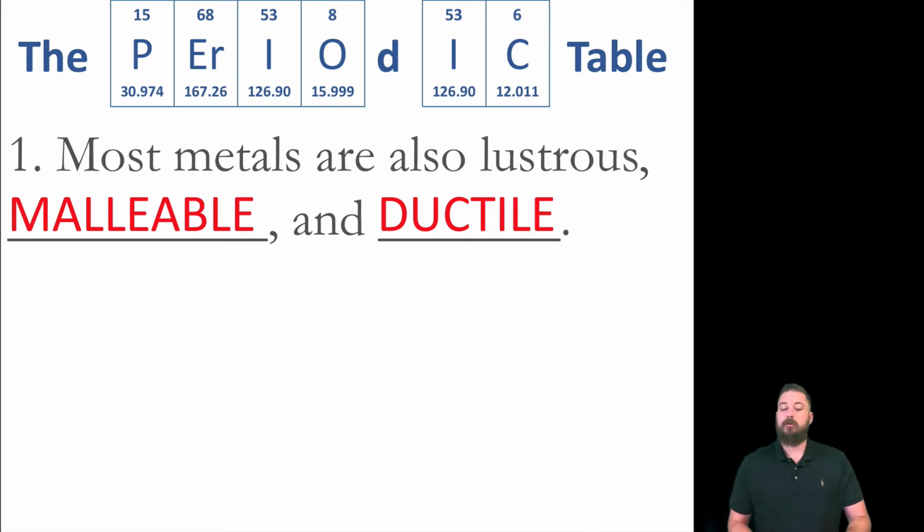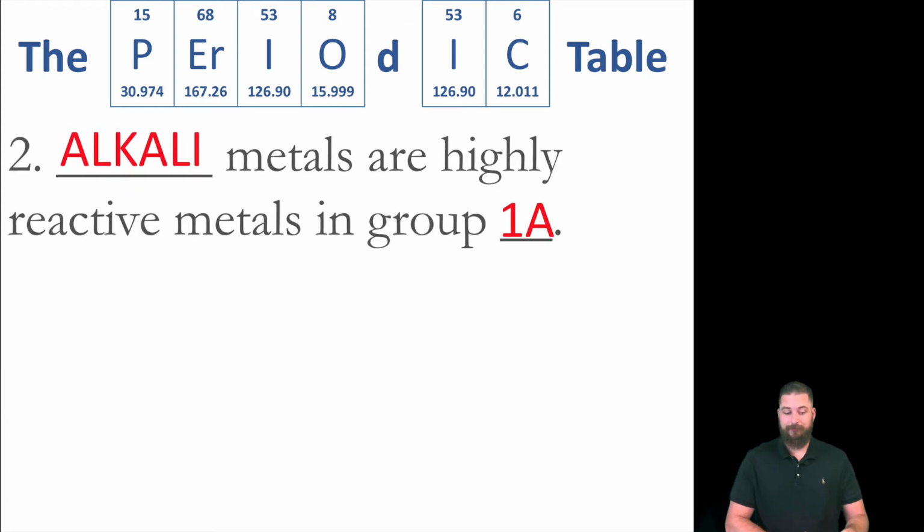Now, most metals are malleable and ductile, and the reason why the word most is used there is because there are some that aren't so malleable. But malleable means you can bend. Ductile means you can stretch into a thin wire. And they're also lustrous, which means they're shiny.